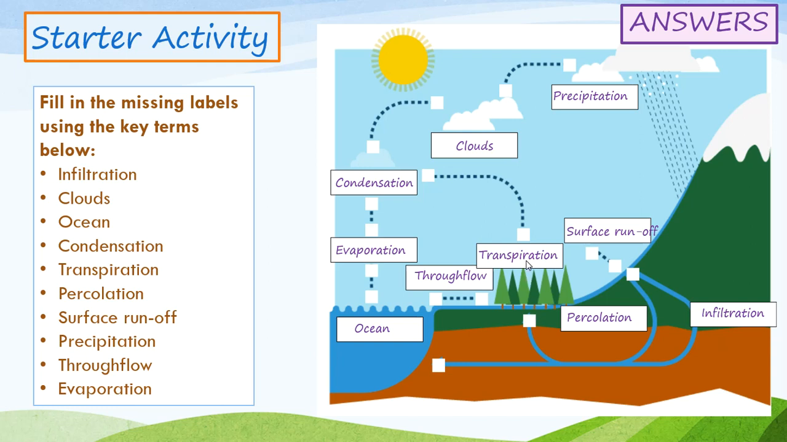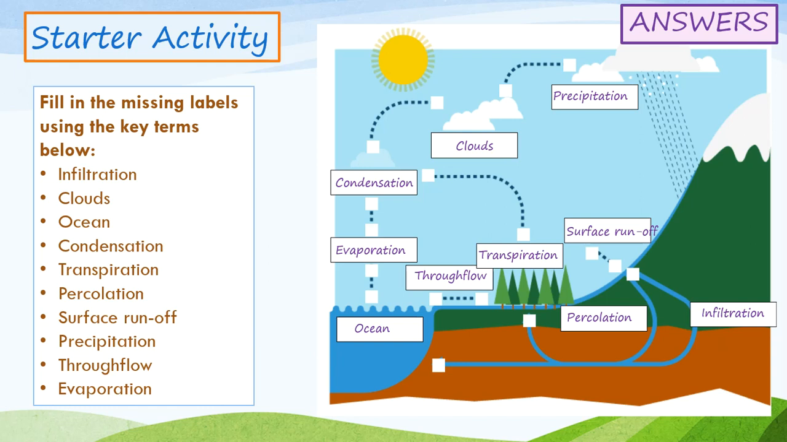Transpiration, which is when the trees release water molecules through their process of breathing, can then go up into the atmosphere and condense to form clouds. That's why you get a lot of clouds and mist and water vapor in the air in rainforests and places like that, because there's a lot of transpiration going on because there are a lot of plants. And any water that just flows through from rivers into the ocean again is called throughflow.